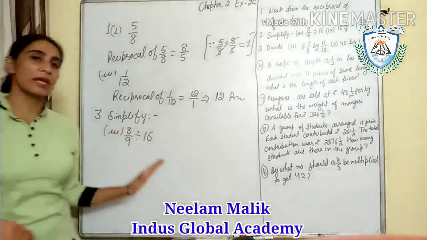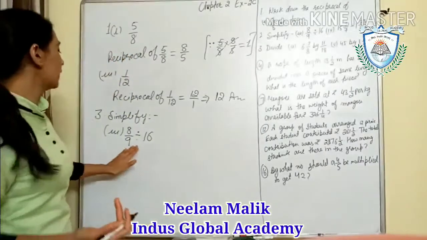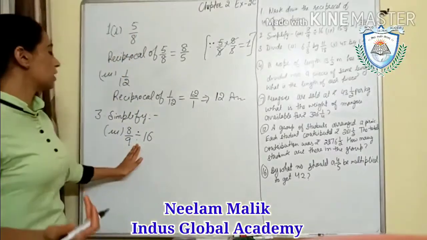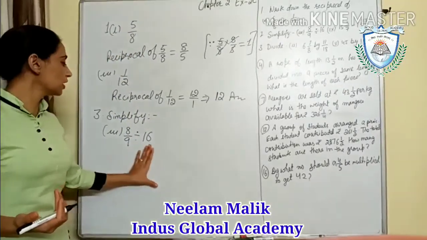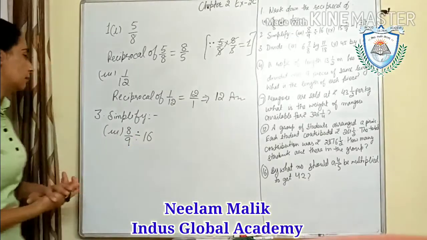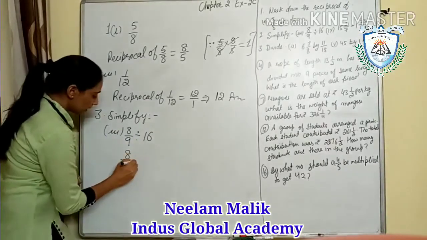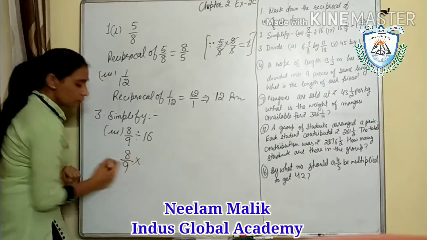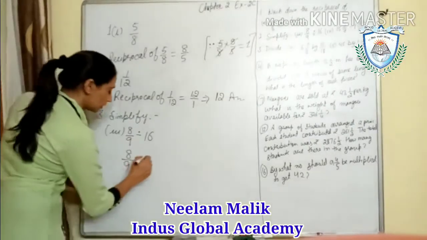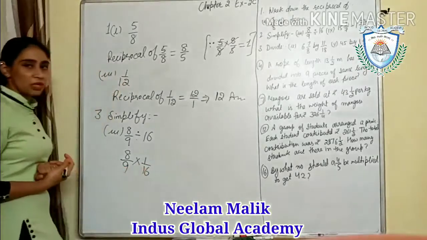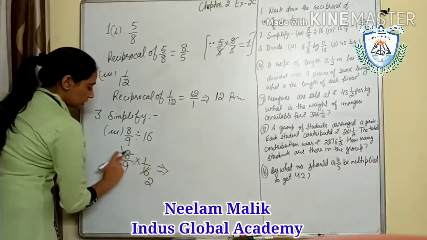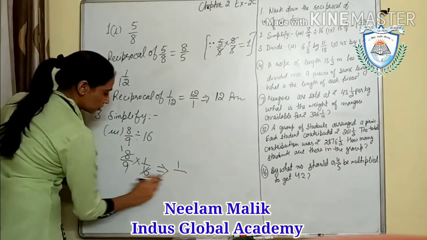When we have to divide a number by another, so what we will do? We will change this division sign into multiplication and this number will be reciprocal. We will write the reciprocal of the second number. So 8 upon 9, this will change into multiplication and we will write here reciprocal of 16. What is that? 1 upon 16. Okay, now if they are cutting, we will cut them. Okay, so what is here? 1 1 is 1 and 9 2 is 18.